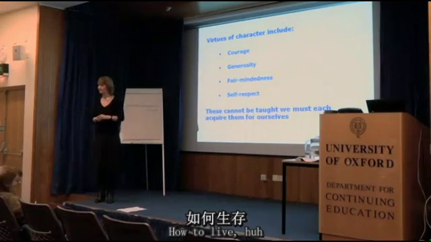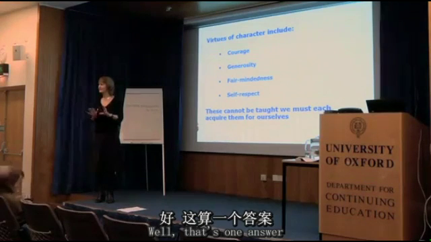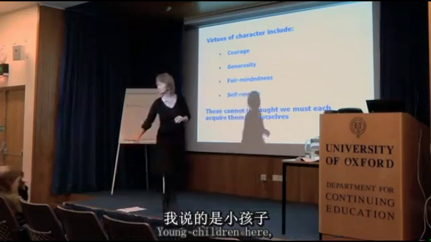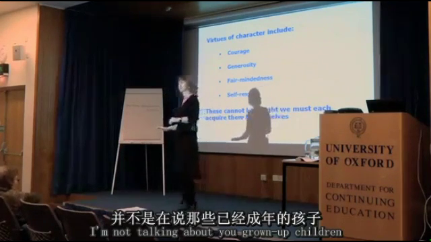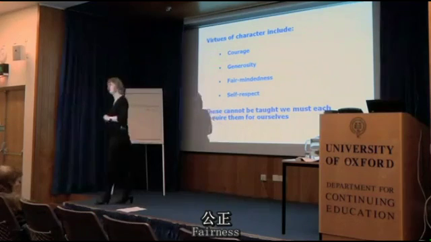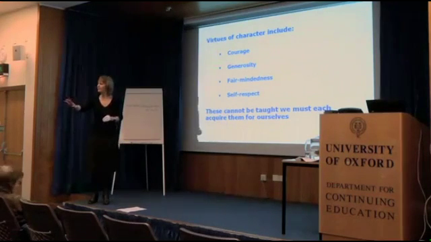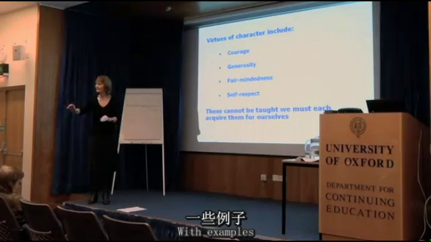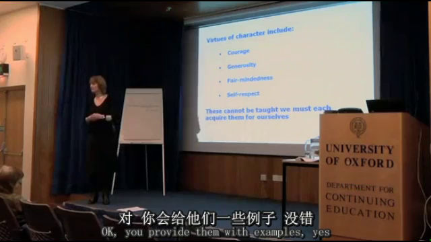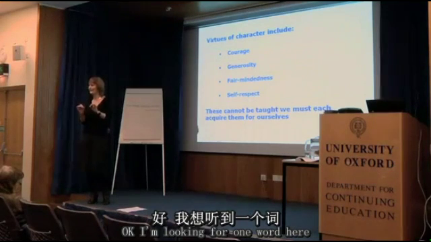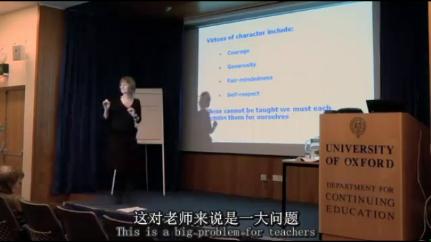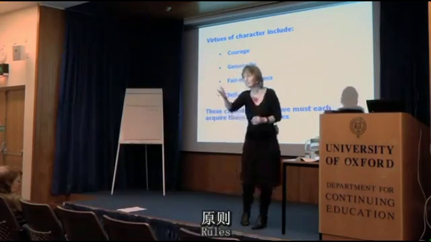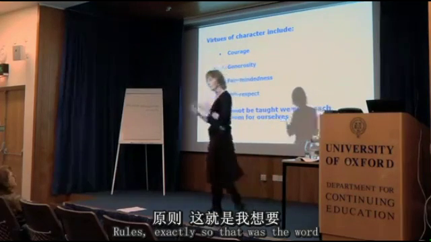How to live. Well, that's one answer. What do they teach us? What do you as parents teach children, young children here? I'm not talking about your grown-up children. Fairness. Try to teach them fairness. But what do you say to them? You give them... Probably the examples. Okay, you provide them with examples, yes. Okay, I'm looking for one word here, and I'm obviously not getting this. This is a big problem for teachers. You think you're going to get the word immediately, and you don't. Rules, exactly. So that was the word I was looking for.